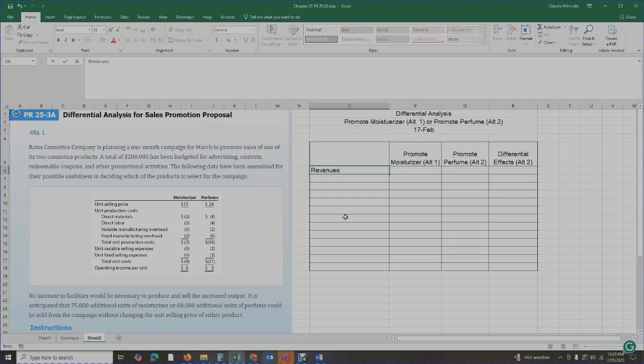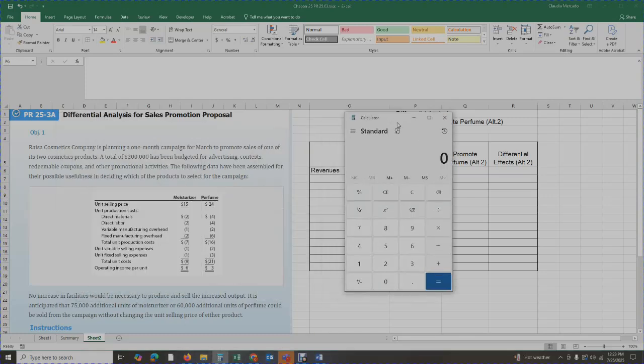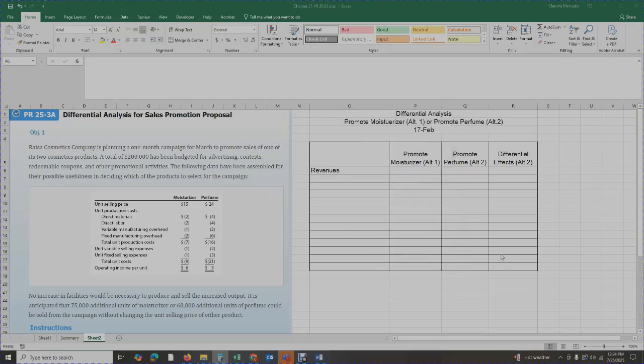Okay, how much money are we going to generate off of this special campaign? Well, according to the problem, let's get our calculators out. It is anticipated that 75,000 additional units of moisturizer will be sold for that campaign. So we're going to get the 75,000 and we sell each of the moisturizers at $15. So we're going to multiply by 15 and that gives me 1,125,000. So that is the amount of additional revenues that we anticipate to generate off of this campaign. So we've got 1,125,000.